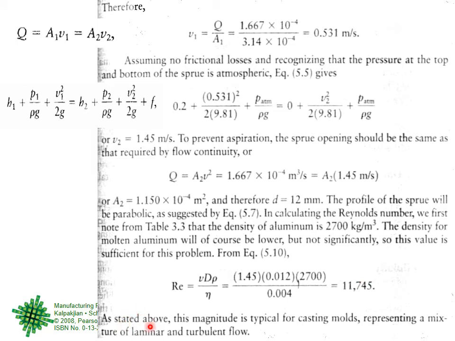So this statement is important. This magnitude of the Reynolds number is typical, very usual for casting molds, representing a mix of laminar and turbulent flow, which is good for casting. It is not too turbulent. Very turbulent will be at 20,000. It is well below that, right?